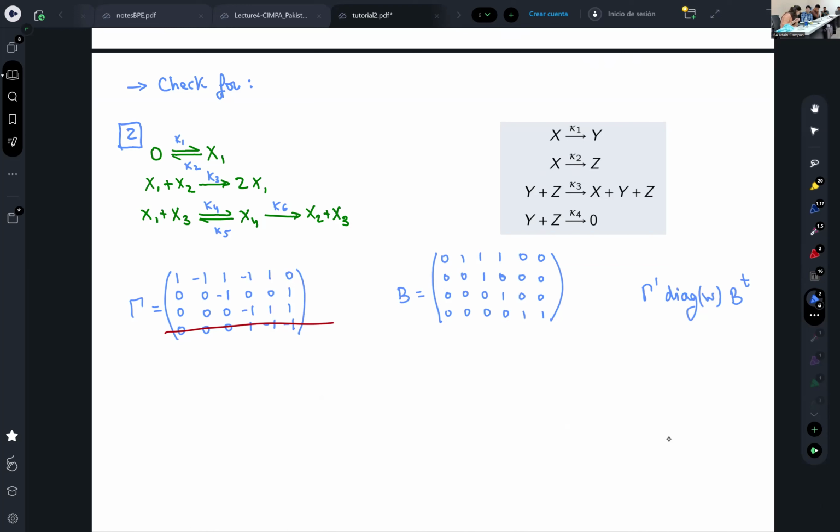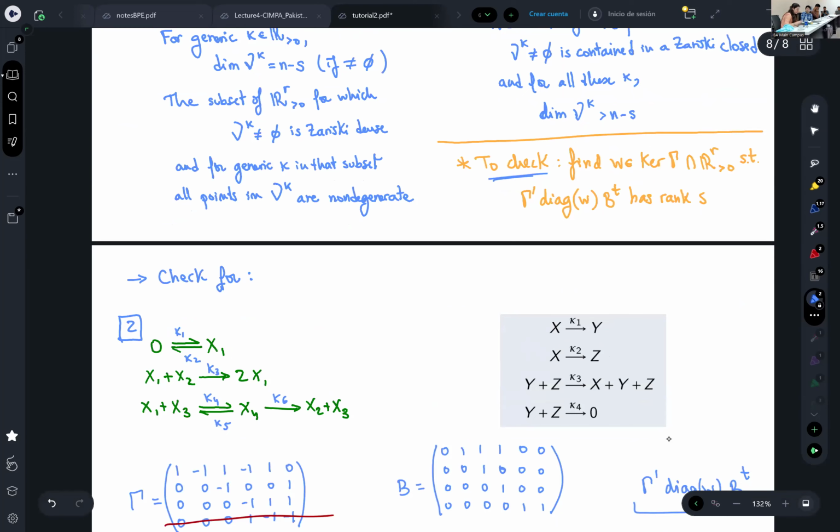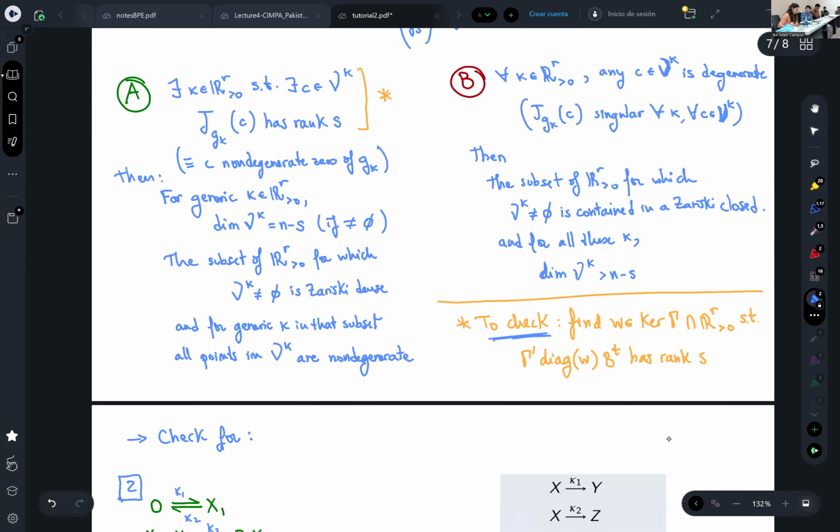But I don't think we have time for that, so I will give you one element in the kernel. This element is in the kernel of gamma. And if I write this matrix, it gives rank 3. So it does satisfy this. And then I am in the first situation.